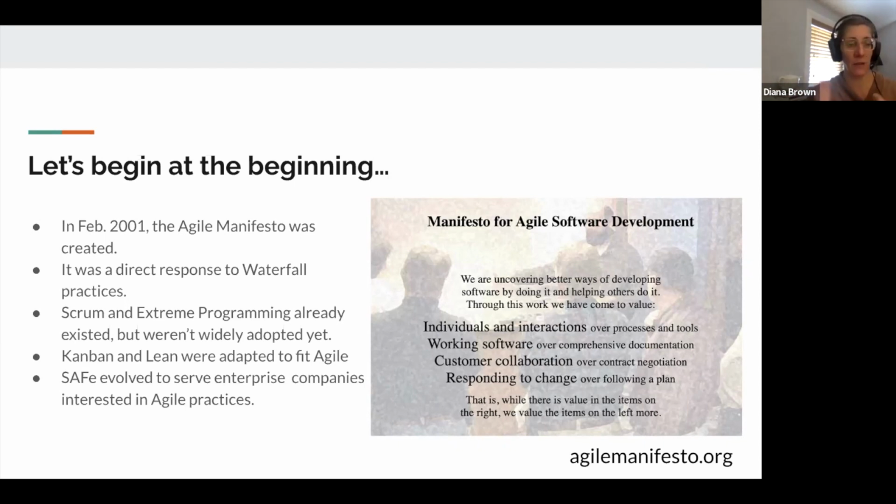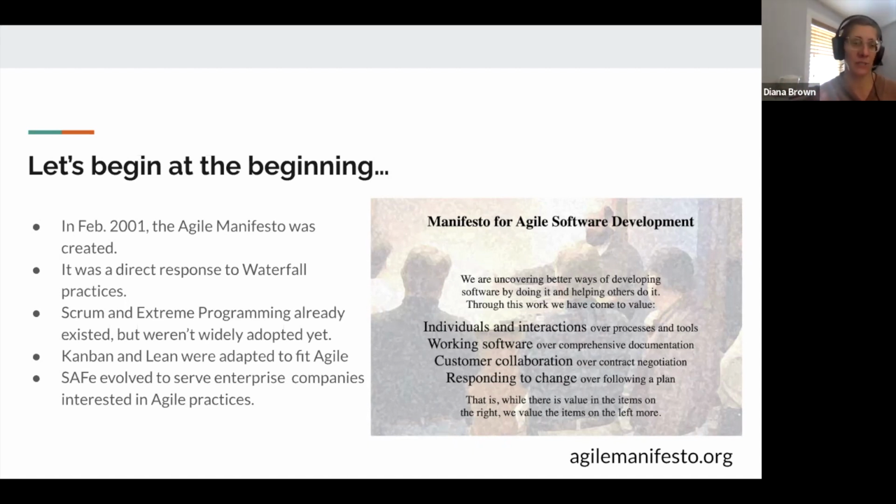Things took, if you had a 1-year release cycle, you were doing really well. You were a zippy software company. So, this was kind of in reaction to those very, very slow processes that didn't have a lot of flexibility. Scrum and extreme programming existed by then, but they weren't as widely adopted until the notion of an Agile framework was really becoming popular. Kanban and Lean were also adapted to fit Agile practices.